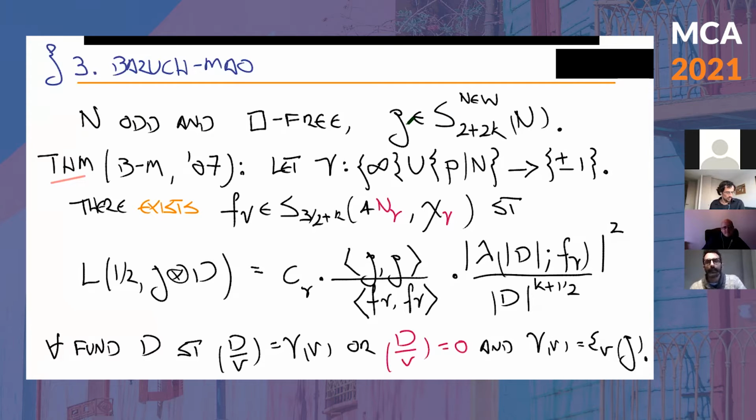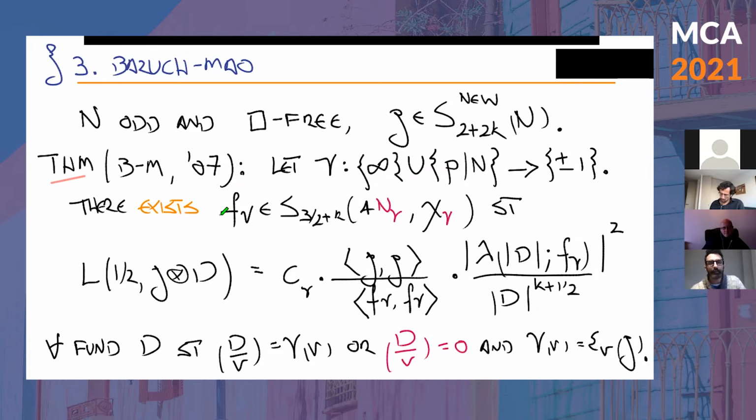The thing is that we fix a newform G of level N, arbitrary weight, and what they show is that there exists a family of modular forms satisfying Waldspurger's formula, and this family is going to be parameterized by certain choices of signs. So we're going to choose a function gamma, which is going to be a choice of signs, one for each prime dividing the level, and one at infinity.